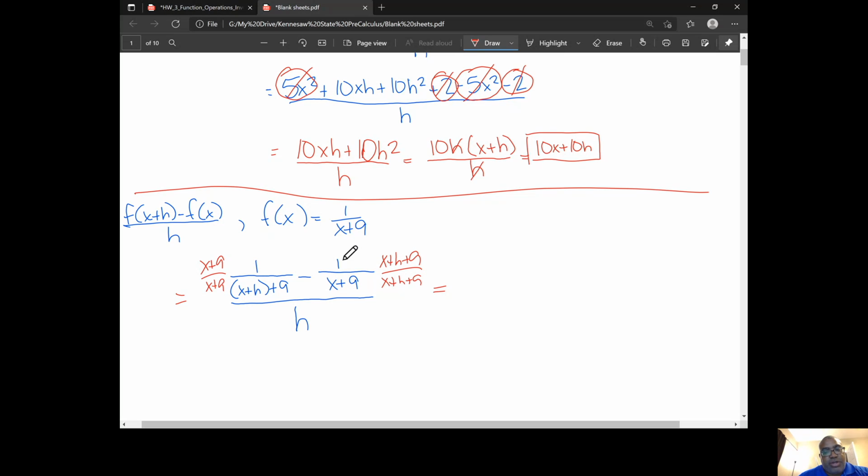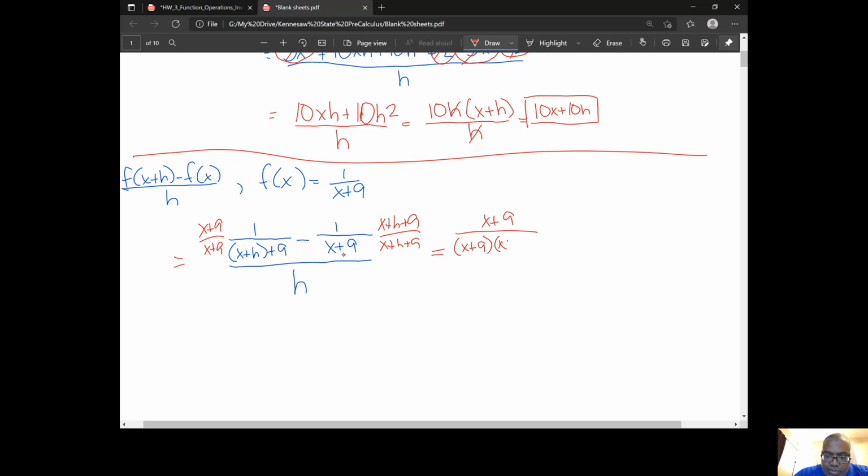All right, it looks a little harder than it is. So intermediate step, I have x plus 9 over x plus 9, x plus h plus 9, minus x plus h plus 9 over x plus 9, x plus h plus 9. And that's all over h.